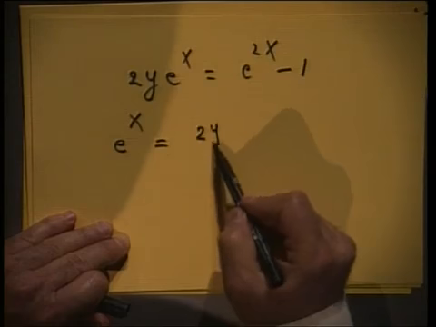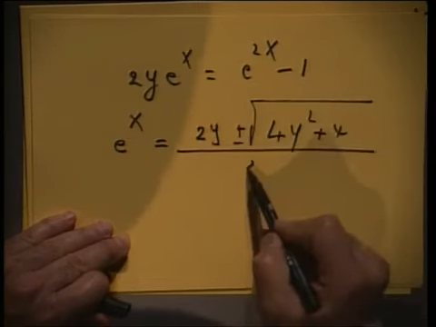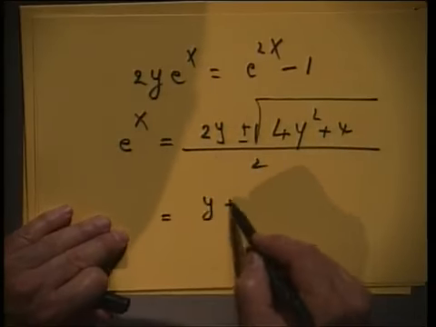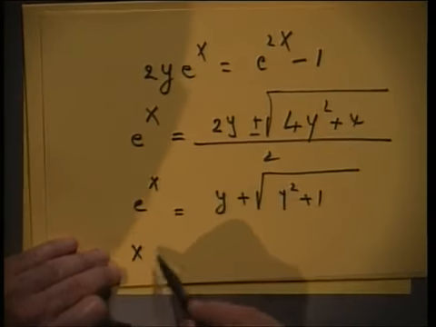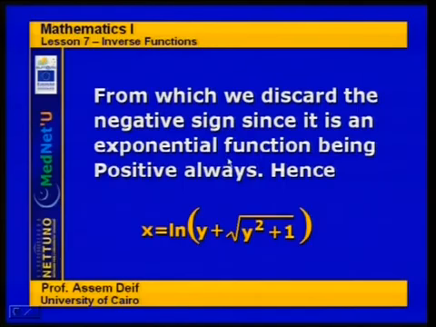And then you resolve e to the power x is equal to what? 2y plus or minus the square root of 4y squared plus 4, divided by 2. And of course, because this is positive, you cannot admit negative values, so you have y plus the square root of y squared plus 1. In fact, x becomes the logarithm of this quantity. In other words, you get the inverse function. So the inverse of the sine hyperbolic function can be expressed in terms of a logarithm, since the sine hyperbolic is expressed in the form of exponential function.